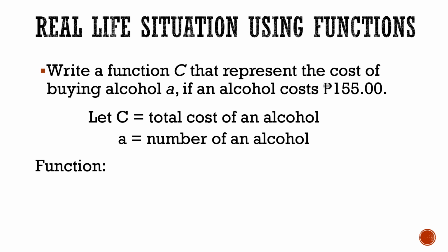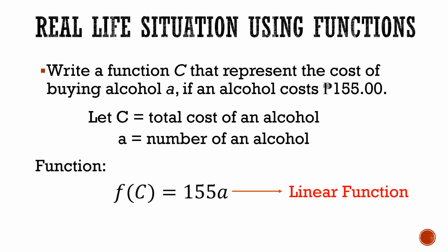So, paano ba yan? Ang sabi dito, kung magkano daw po yung total cost, yung C, magiging base po yon sa bilang ng alcohol times 155. So, ang simple lang po nun, kaya ito lang po siya. F of C is equal to 155A kasi kung ano man yung bilang ni A, ita-times mo lang po siya kay 155. Tapos, yun na po yung magiging total ni C. So, ganyan lang po, no? Madali lang. Tapos, anong uri po ng function yan? That is a linear function. So, let's proceed po. Example number 2.